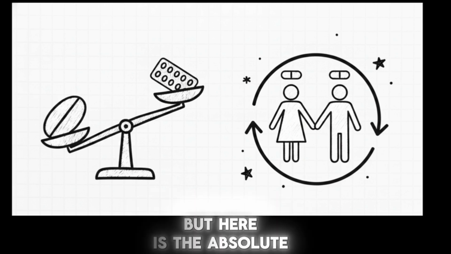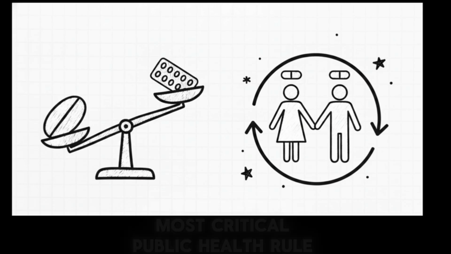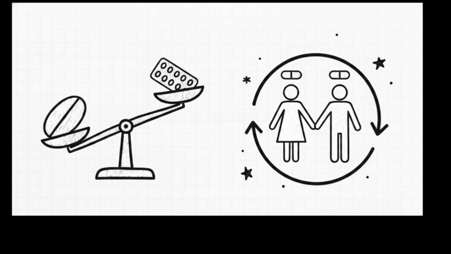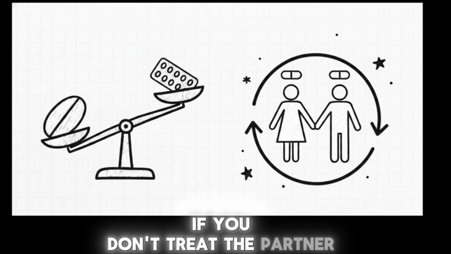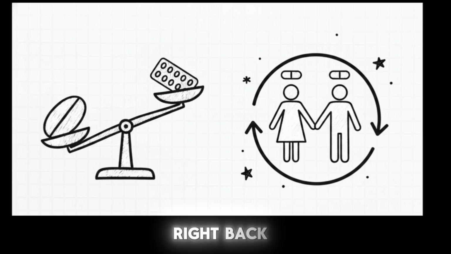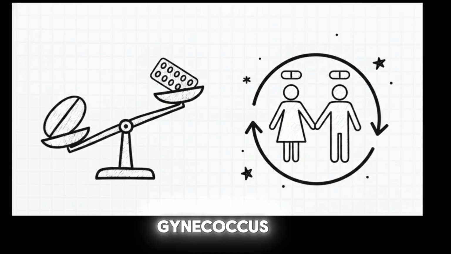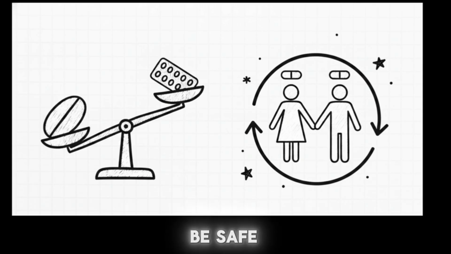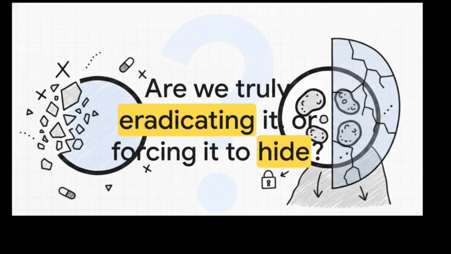But here is the absolute most critical public health rule. You must treat both sex partners simultaneously. Because this infection is so often asymptomatic, if you don't treat the partner, the stealth invader just bounces right back and the cycle starts all over again. Oh, and since co-infection with gonococcus is super common, ceftriaxone is also often added to the mix just to be safe.